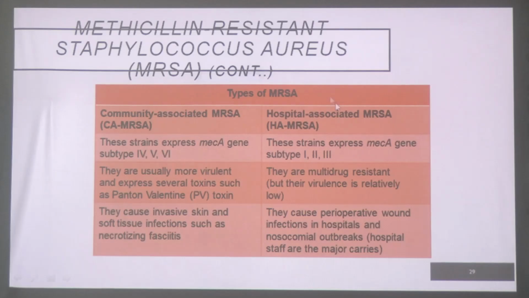Multi-drug resistance is seen in which MRSA? Hospital acquired MRSA. Okay. What are the strains that are expressed? mecA gene 1, 2 and 3. And they can cause what? Since it's a hospital, they can cause surgical site infection, perioperative wound infections, right? So to say nosocomial outbreaks also they are able to cause. How will they cause nosocomial outbreaks? Because healthcare workers are involved, right?